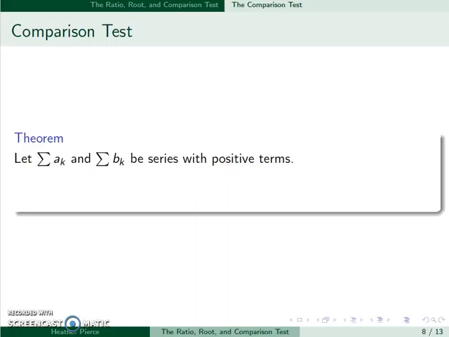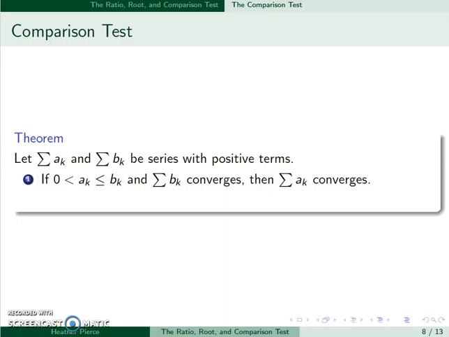We'll now look at the comparison test. So for the comparison test, we need two separate series that have positive terms. And if 0 is greater than a sub k, which is less than or equal to b sub k, and the summation of b sub k converges, then the summation of a sub k converges.